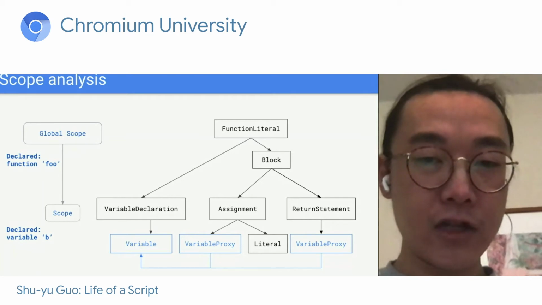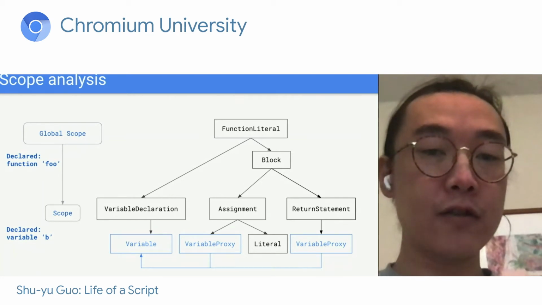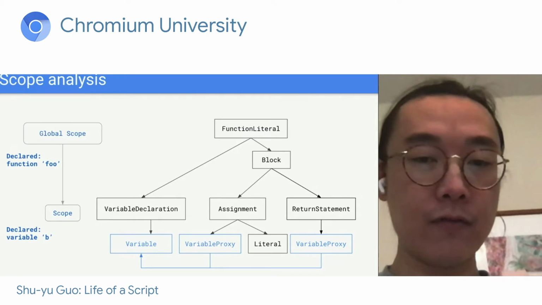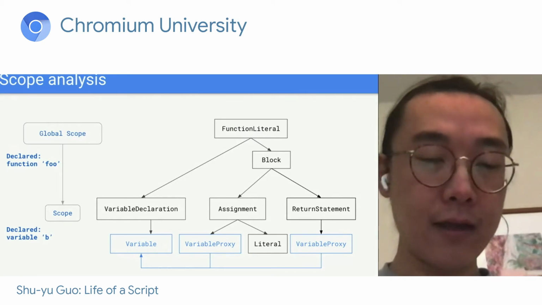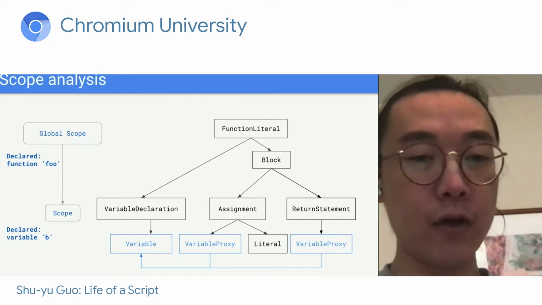After the AST is generated and we have the scope information, we then run scope analysis to resolve the variable proxies and hook them up to the variables they refer to. In this case, both variable proxies in the function refer to our single local variable b, and those point to b.